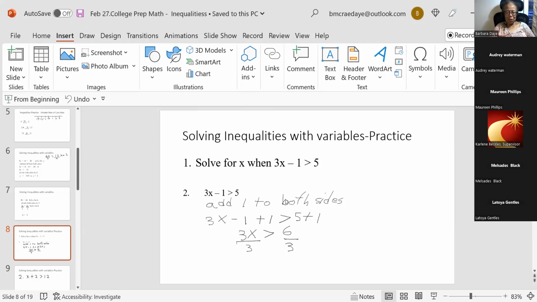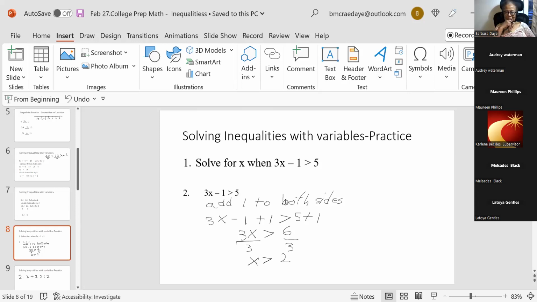What do we get, Audrey? What do we get on the left? 3x divided by 3 on the left, you have x. On the left, we get x, and let's put our greater than symbol. On the right is 2. So that's your answer. X greater than 2.